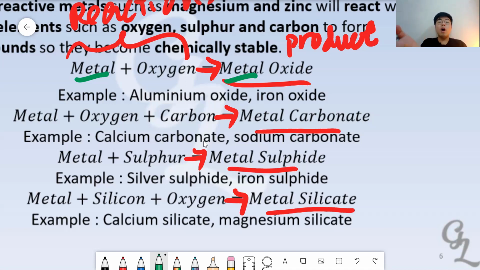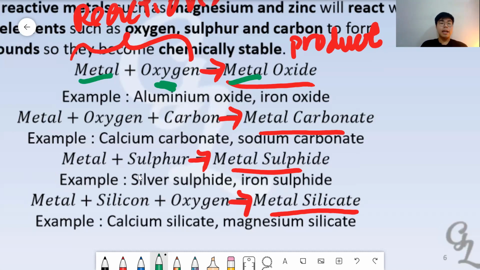Can or not? So that is your job, just changing the word metal, because you know that all the metal, as long as they react with oxygen, they are going to produce oxide. Never mind what metal, as long as it reacts with oxygen it becomes a metal oxide. So example given to you, aluminum oxide, iron oxide.